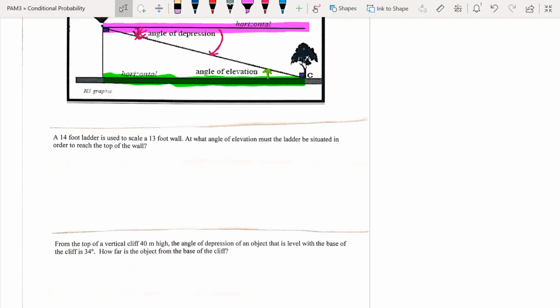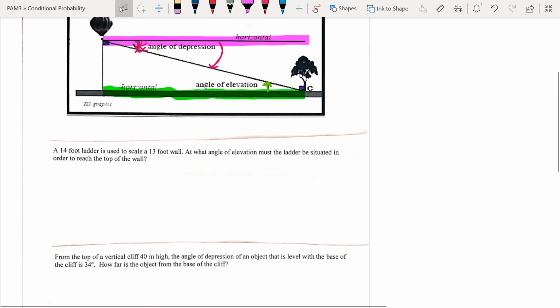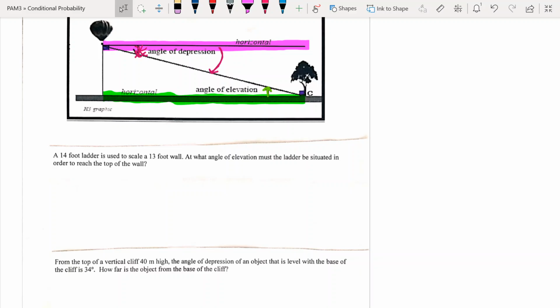Since we're in right triangle trig, every problem that we do is going to be based on a right triangle. So even before you read the problem, if you want, you can go ahead and just make yourself a right triangle. And then we'll figure out the pieces afterwards. If I had a ruler, this would look a lot better. Okay, so we have a right triangle.